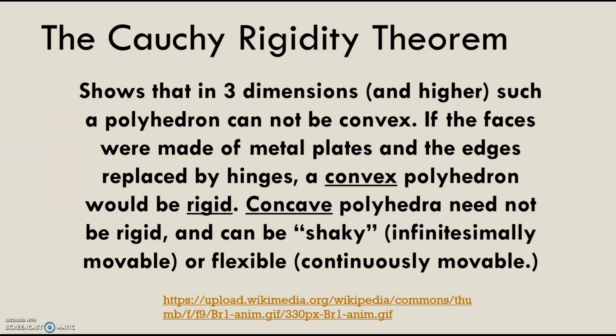And the Cauchy rigidity theorem is an explanation of rigid and non-rigid polyhedron, and it shows that in 3 dimensions a flexible polyhedron cannot be convex. So if the faces are made of metal plates and the edges replaced by hinges, a convex polyhedron would actually be rigid. So that's why that one in the video was concave. And it can be shaky, which means it just moves infinitesimally, or it can be flexible, meaning it moves continuously.